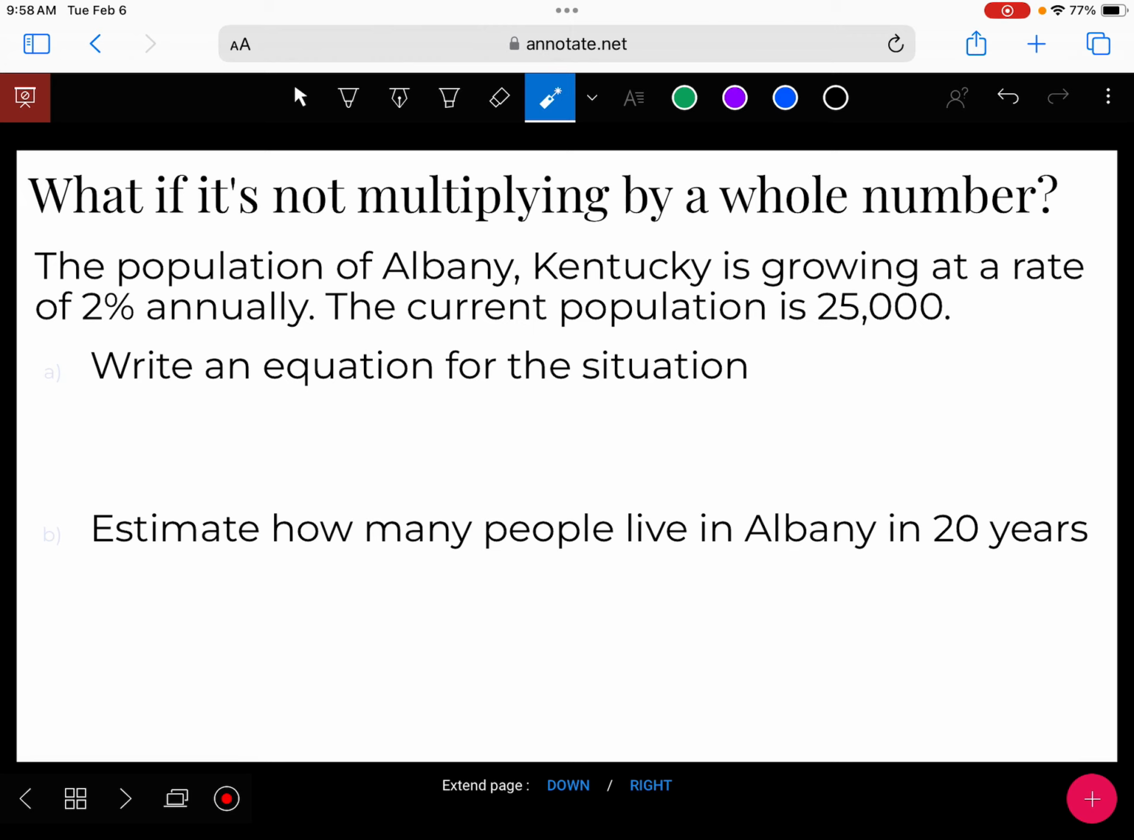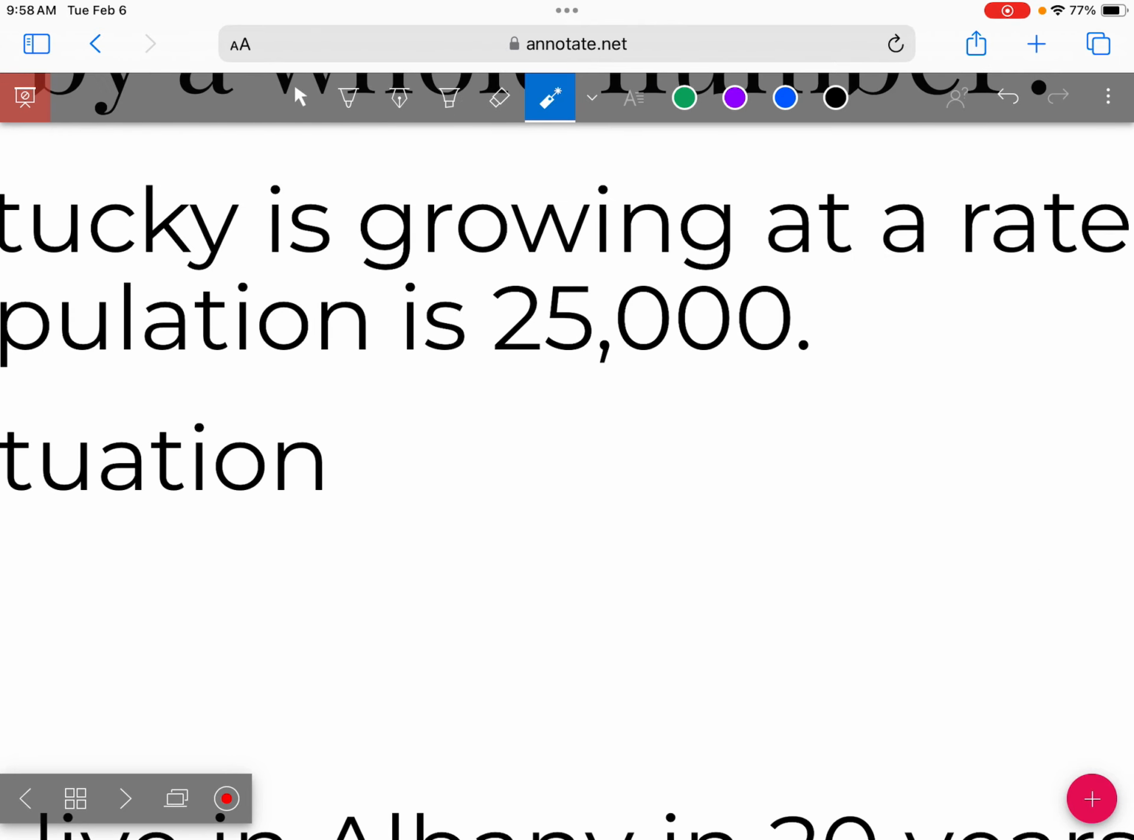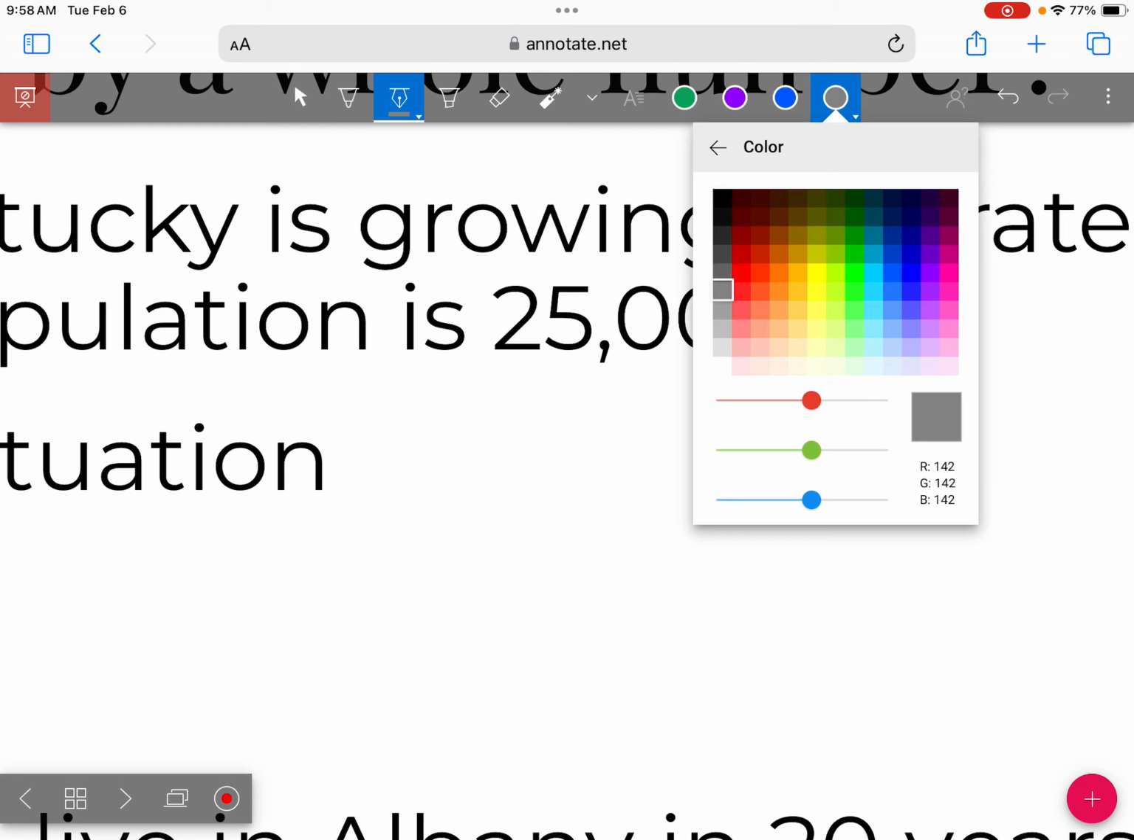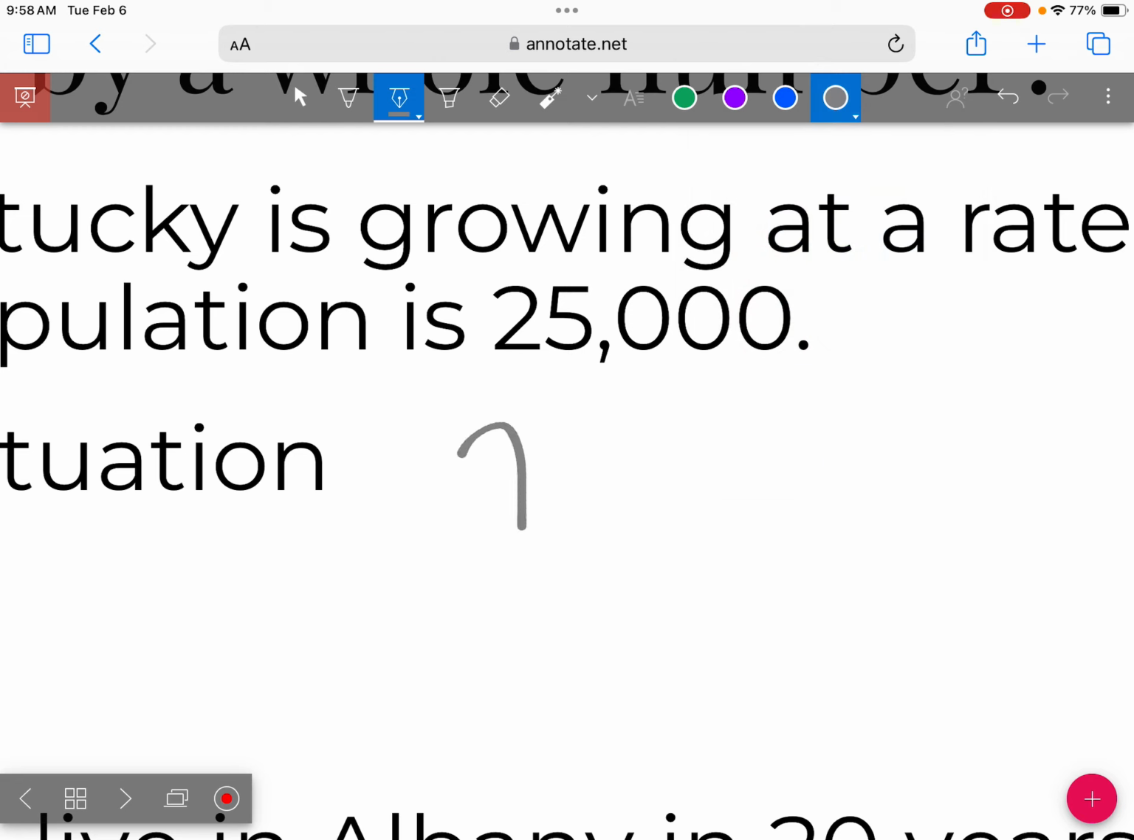All right, so we're going to work with stories like this. We've got a population problem this time. The population of a town called Albany, Kentucky is growing at a rate of 2% annually. Annually just means per year. The current population is 25,000, and what we're asked to do is write an equation for the situation. So I'm going to write down our basic form again, and we're going to find the pieces and fill them in.